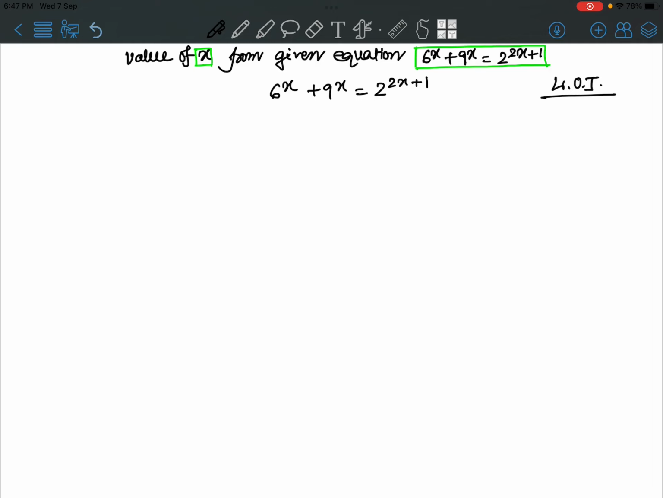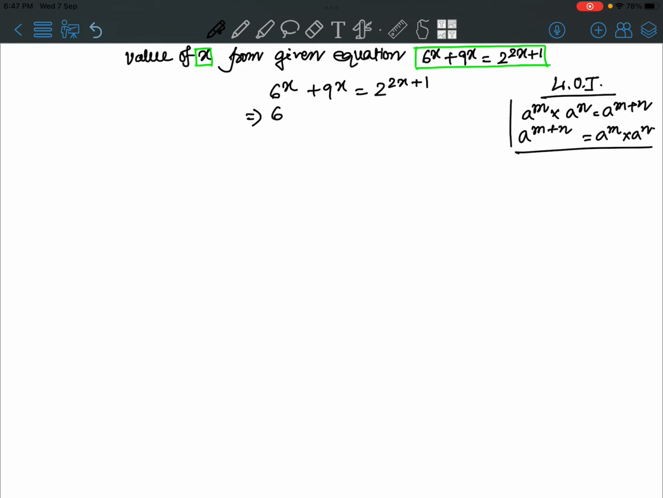So which formula will we apply first? The formula we apply first is a to the power m into a to the power n equals a to the power m plus n. Suppose we have a to the power m plus n, then we can write it as a to the power m into a to the power n. So this formula can be used both ways.